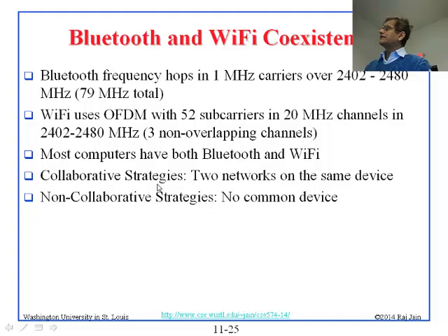Okay, collaborative strategies, which means the two networks are on the same device. If you are on the same chip or on the same computer, you can at least talk to each other and say, okay, I am talking, you don't talk, please. All right? And the second is non-collaborative strategies, where there is a Bluetooth in that phone and then there is a Wi-Fi on my computer. They can interfere. How can they avoid each other, right?